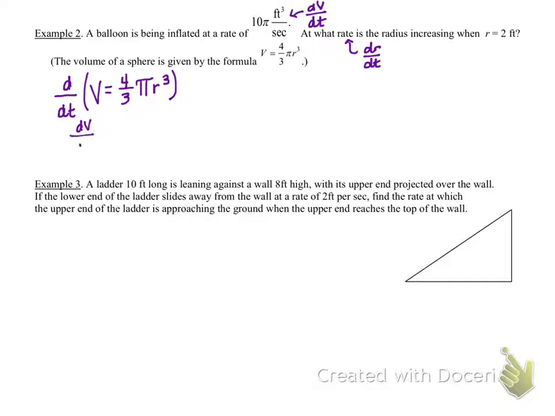And we know that dV/dt would be 4 pi r squared times dr/dt. And we know what r is, and we know what dV/dt is. So, still a relatively easy problem. dV/dt was 10 pi cubic feet per second.